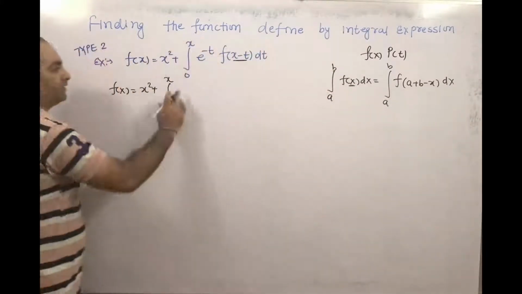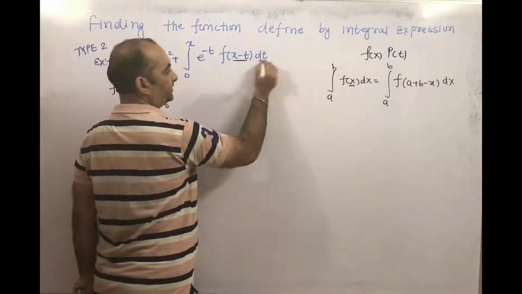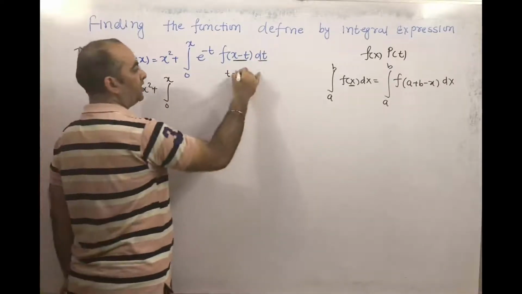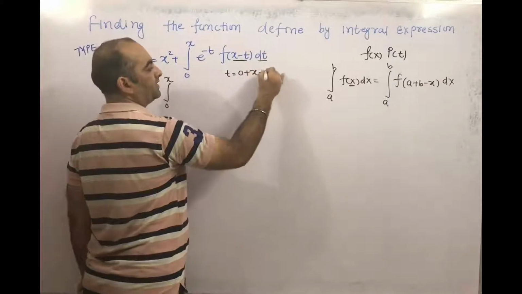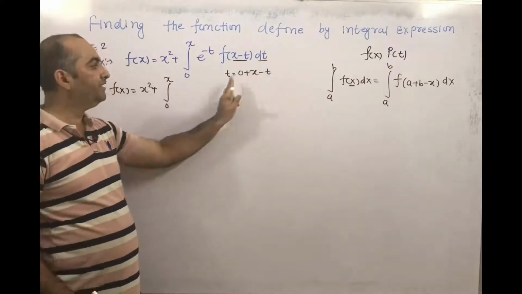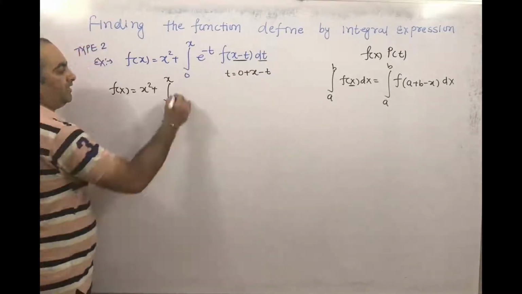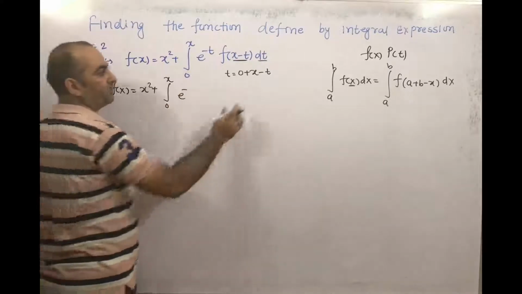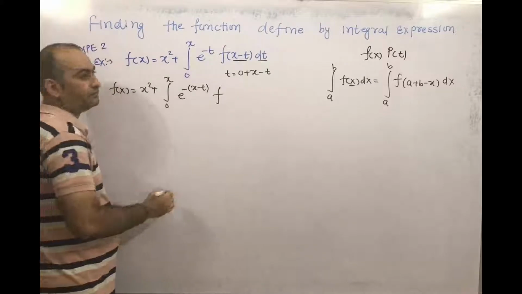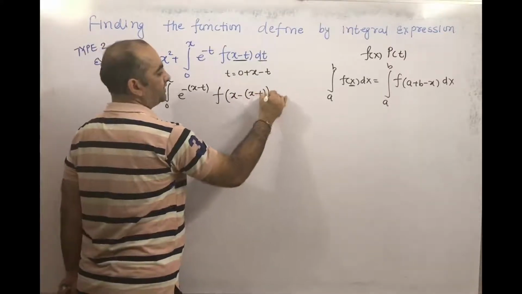Here also the limit is the same, 0 to x only. We are integrating with respect to t, so instead of t we have to write lower limit plus upper limit minus t, which is x - t. So e^(-t) becomes e^(-(x - t)), and f(x - t) becomes f of x minus (x - t), dt.